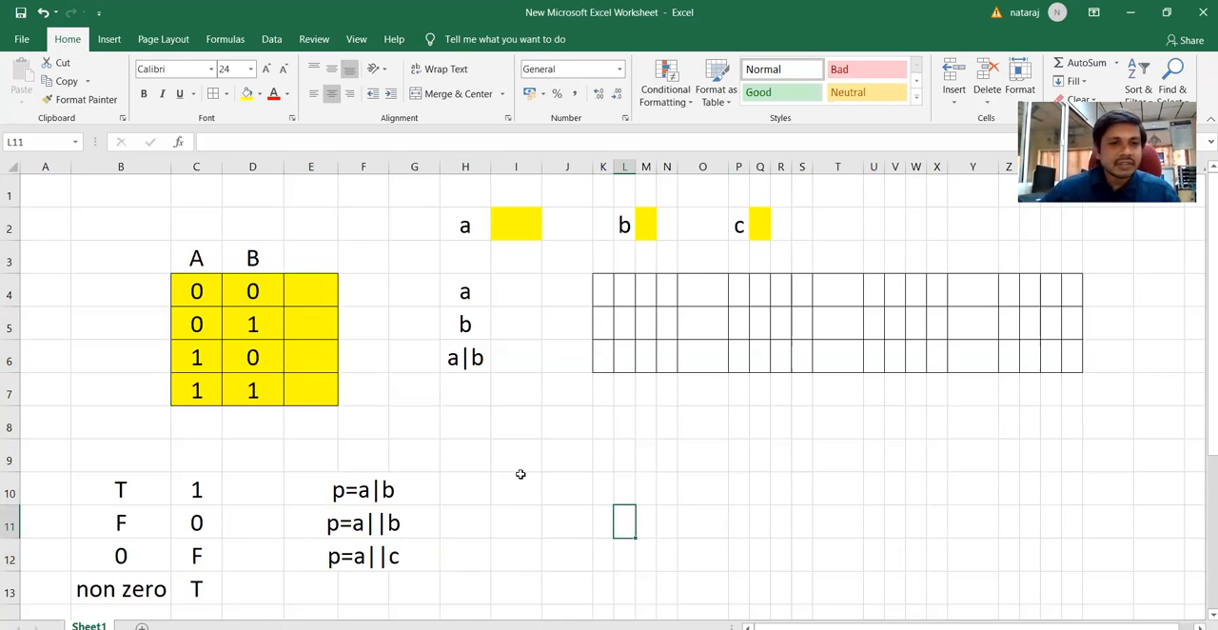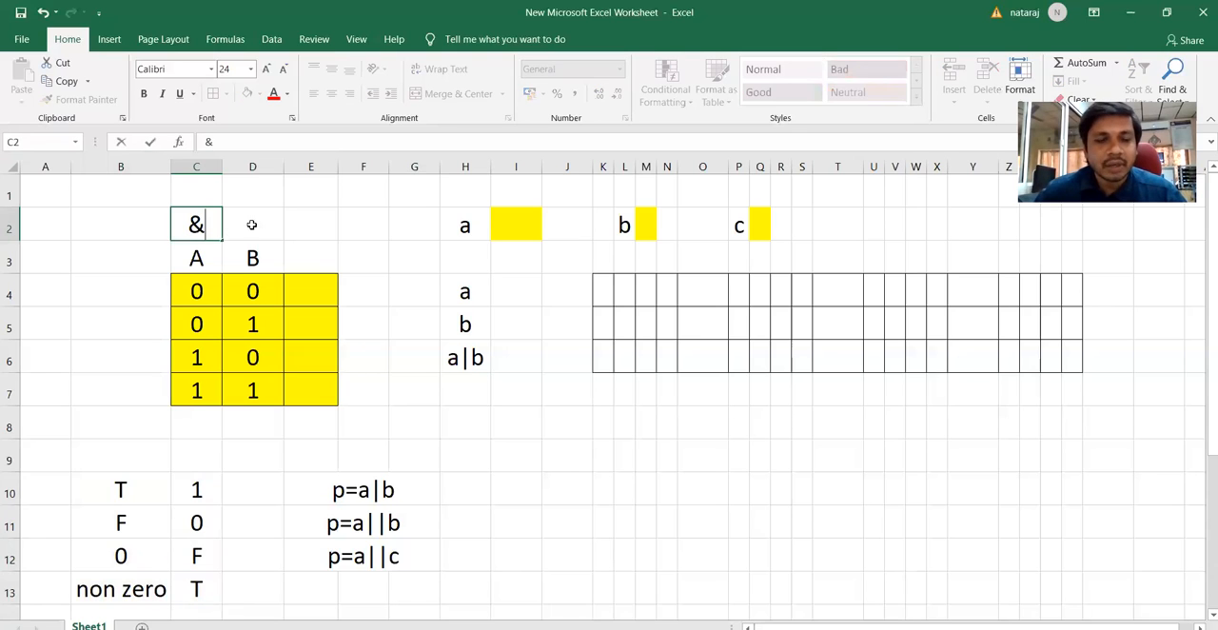Okay. In logical operations, I told you these things, right? True means 1, false means 0. 0 means false, and non-zero means true. Remember this thing. This is for logical operations. Okay. So now the bitwise AND operation, the single ampersand AND operation, bitwise AND.